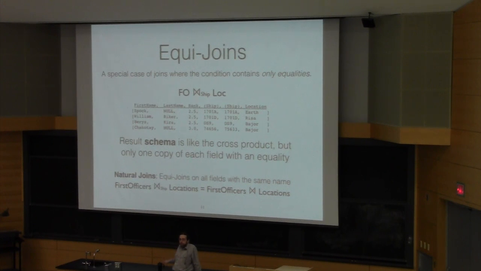Yes. There are no two columns with the same name. And this would result in a Cartesian product? So the question is, what happens if there are no attributes with the same name? And yes, if there are no attributes with the same name, then a natural join is essentially a Cartesian product. That's the same thing as a join where the join predicate is just true. It always returns true. Great questions. Anyone else?